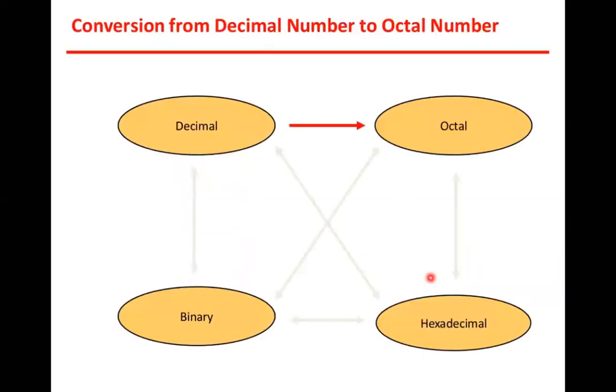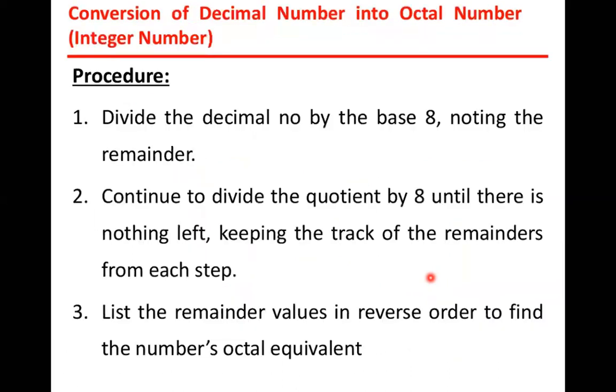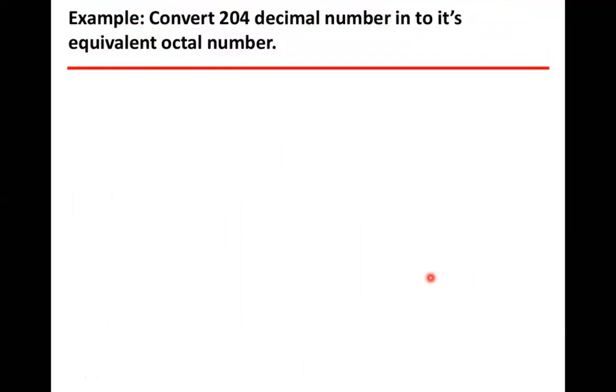Now the conversion between the decimal number system and the octal number system. What is the procedure? Divide the decimal number by the base 8, noting the remainder. Same way, decimal to binary we divided it by 2. Here, decimal to octal we are dividing it by 8 and noting down the remainder. Continue to divide the quotient by 8 until there is nothing left, keeping track of the remainders from each step. List the remainder values in reverse order to find the number's octal equivalent. It is as simple as what we did in the case of decimal to binary.